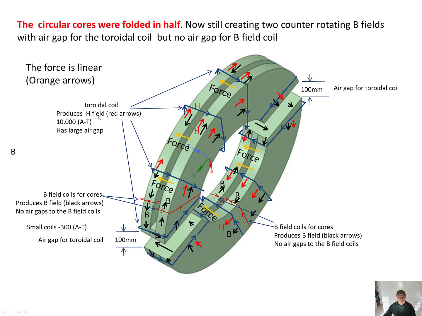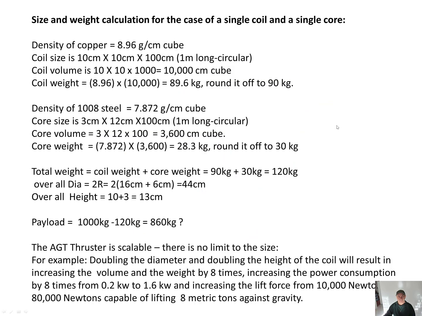The toroidal coil produces H field arrows, 10,000 ampere turns, with a large air gap. The B field coils, for the cores, produce B field black arrows, with no air gaps for the B field. So we only need small coils, 300 ampere turns per meter. The air gap for the toroidal coil is 100 millimeters. The B field coils for the core produce B field black arrows, no air gaps for the B field coils. So here's another 100 millimeter air gap for the toroidal core.